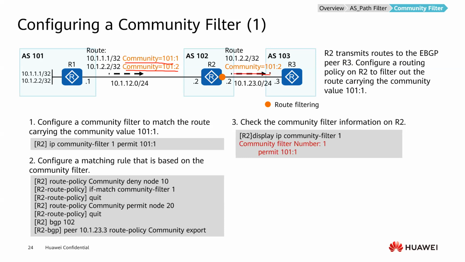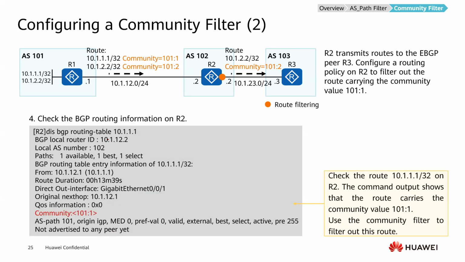So it can use the community filter to match the route and deny the first route from being sent to R3. So you can create a community filter to match the first route, and apply it by using if-match with the community filter you have created, and then in the BGP view you can pair the neighbor and use the route policy on the export direction, so it will not send this first route to the neighbor.